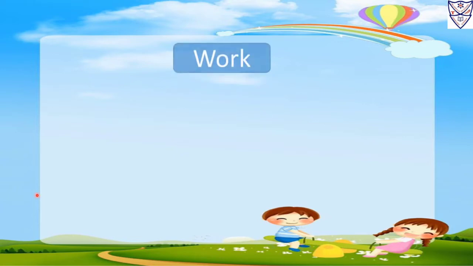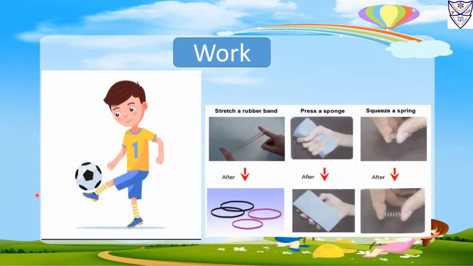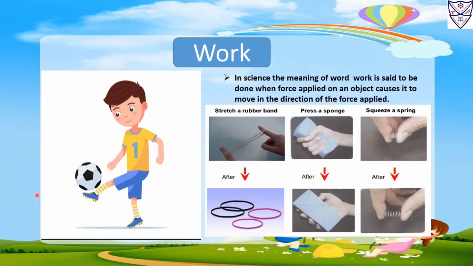Work. In science, work is said to be done when force applied on an object causes it to move in the direction of the force applied. Work is also done when the force applied on the object causes a change in the shape or size of the object. Here you can see some examples where work is done. It changes the shape after applying the force.